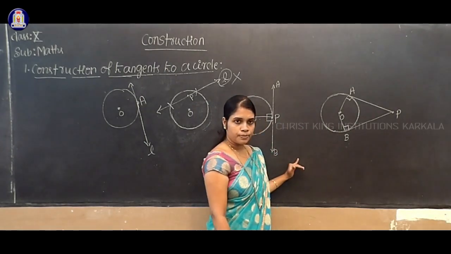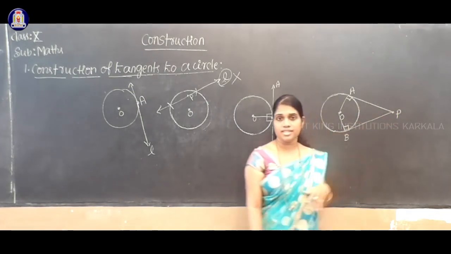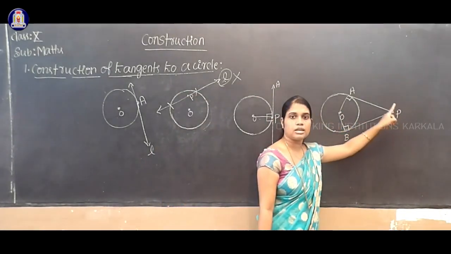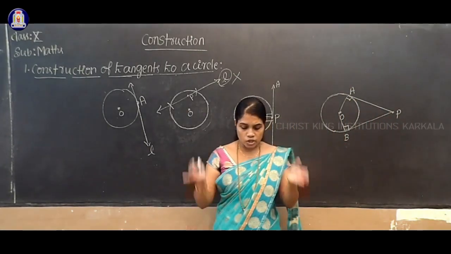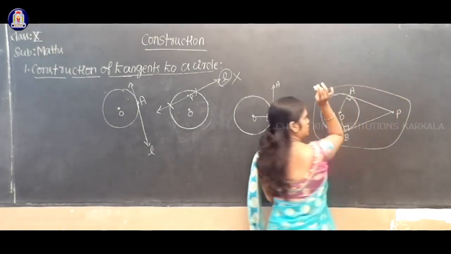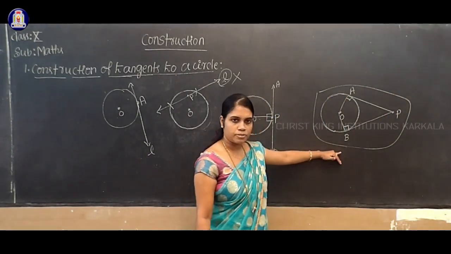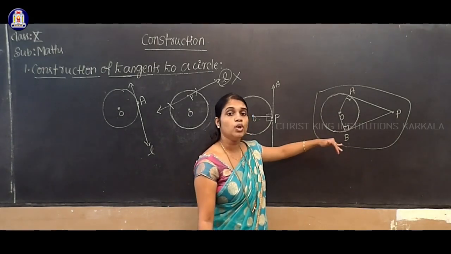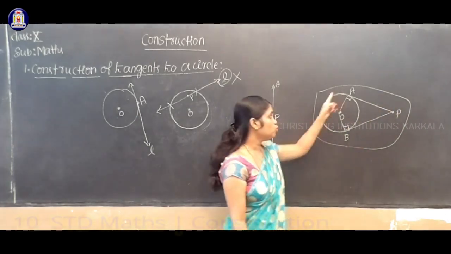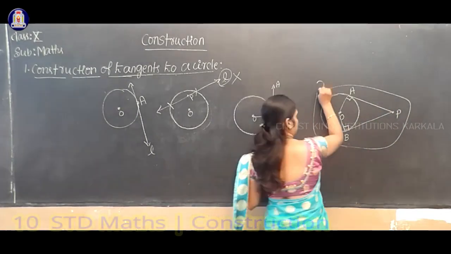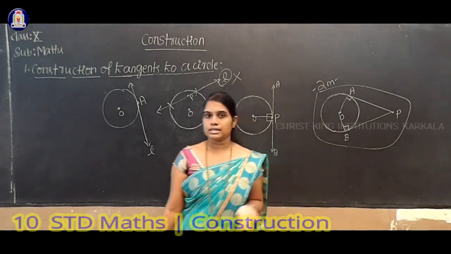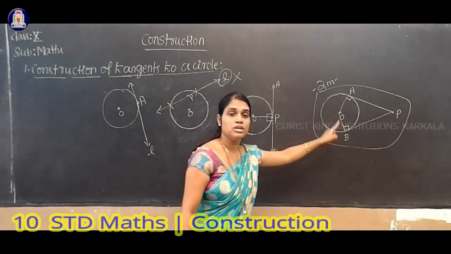Therefore, if I draw one point outside this circle, what is the number of tangents? Two tangents we can draw from that external point to a circle. In this chapter, in your syllabus, you are going to construct the tangent from an external point to a circle. This construction will be for 2 marks, an important construction. Next we'll discuss how to construct this type of tangent.